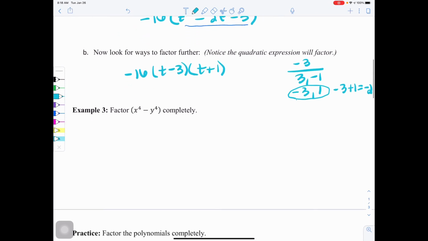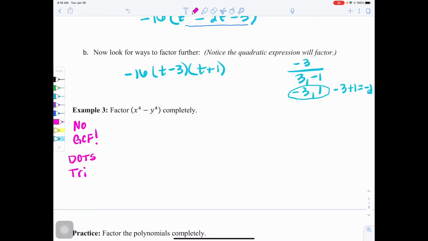Now in example 3, it says factor x to the fourth minus y to the fourth completely. So again, our first step is to look for the GCF. But when I look at x to the fourth minus y to the fourth, there is no GCF. So we're going to make a quick note here that there's no GCF. I still need to look for that first. So now we look for our other types of factoring. Is there DOTS? Is there trinomial factoring? Okay, so that's your order.